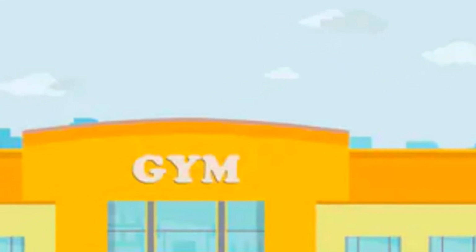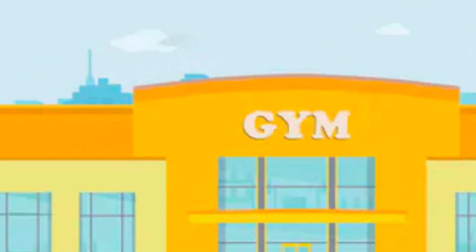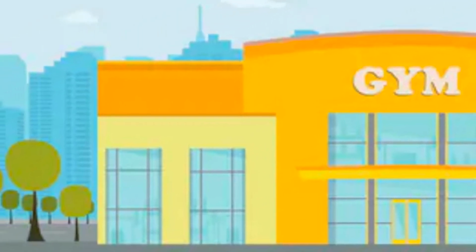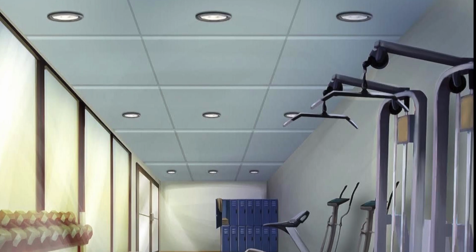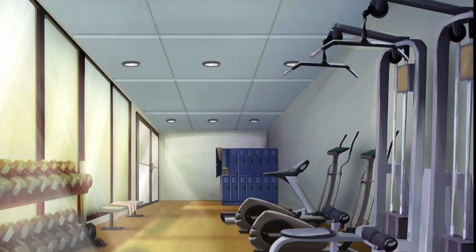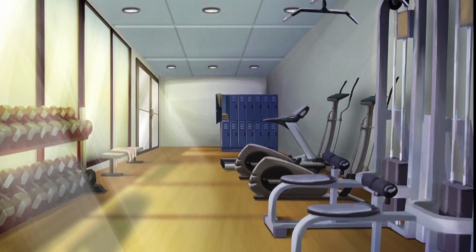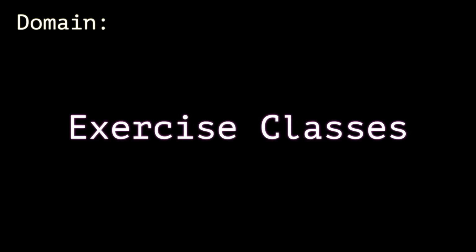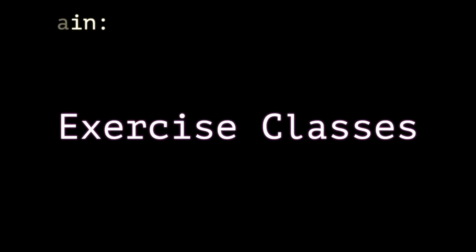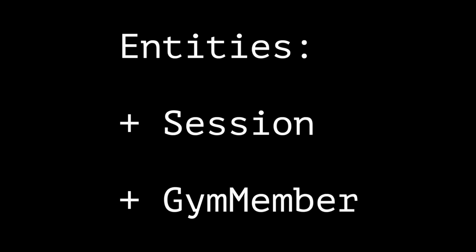For example, let's say we're writing a program that allows users to log into their gym's website and look at a list of group exercise sessions. Depending on their membership, they can sign up for 1, 3, or 6 classes per week through this program. The domain of our program would then be sign up program for group exercise classes. So the entities will probably be session and gym member, among others.